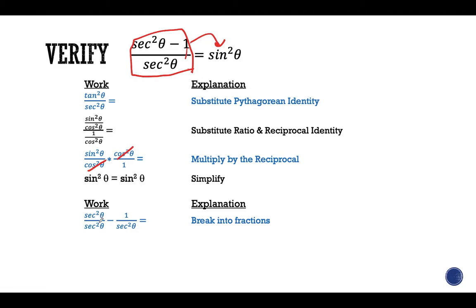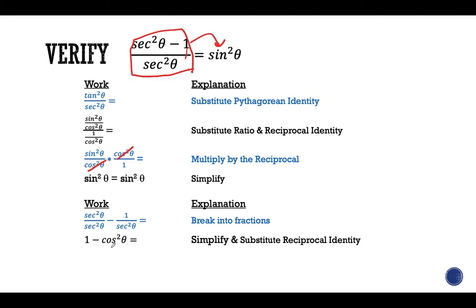Well, I know that secant squared theta over secant squared theta is 1. And 1 over secant squared, well, that's a reciprocal identity, right? So we can go ahead and simplify this down a little bit by just reducing secant squared over secant squared to 1. 1 over secant squared is the reciprocal identity of cosine squared.